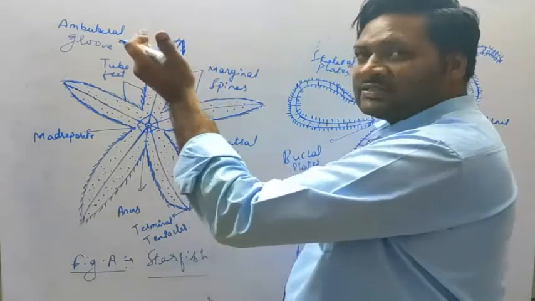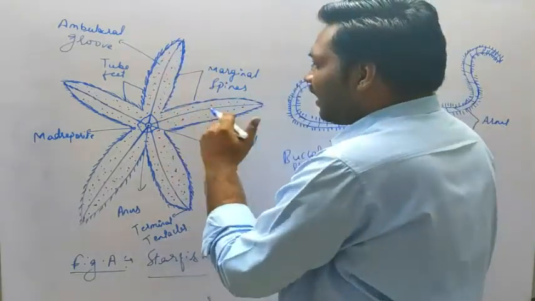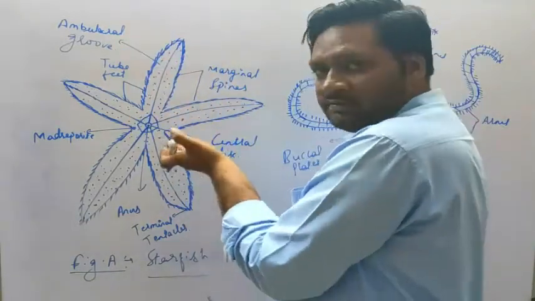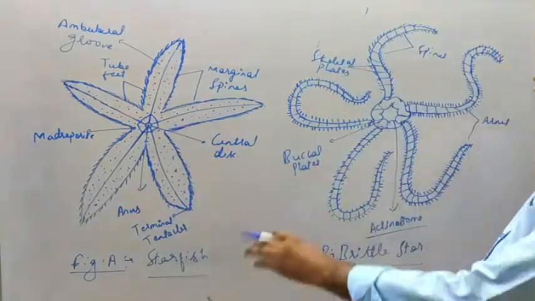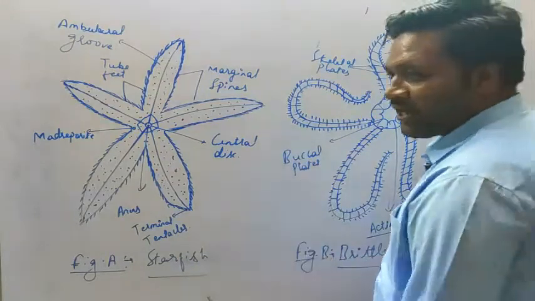So dorsal means the back part, and ventral means the part which is lower. From that, the mouth can be seen. So this is about the starfish.